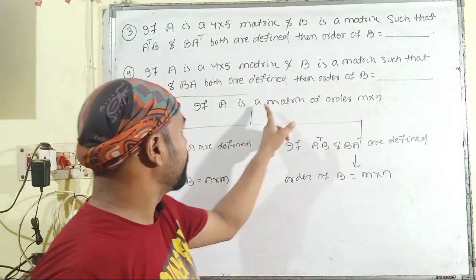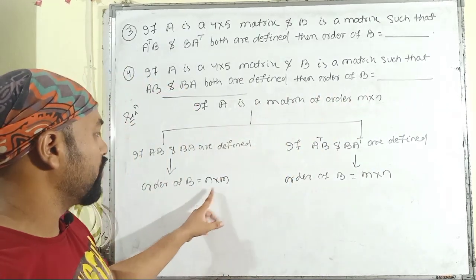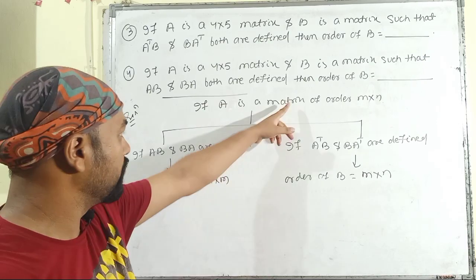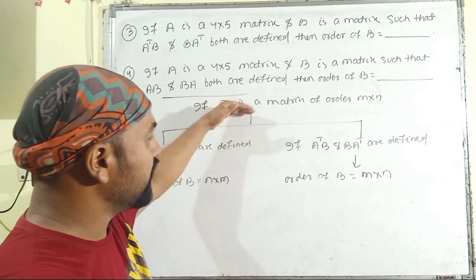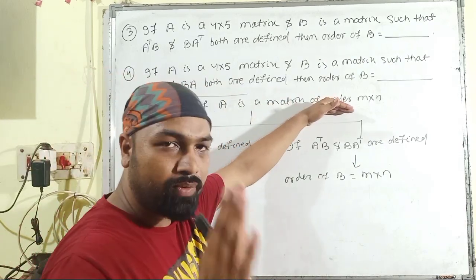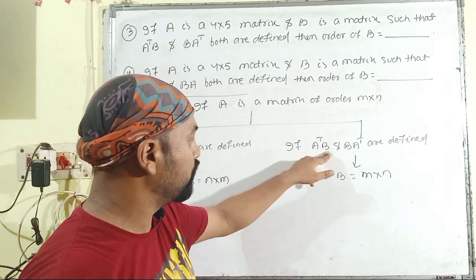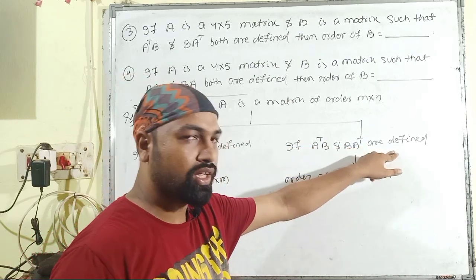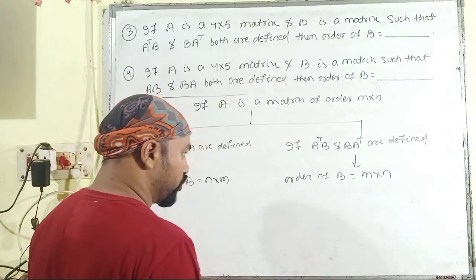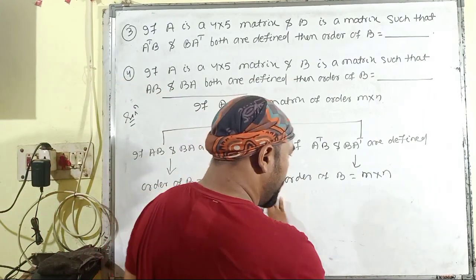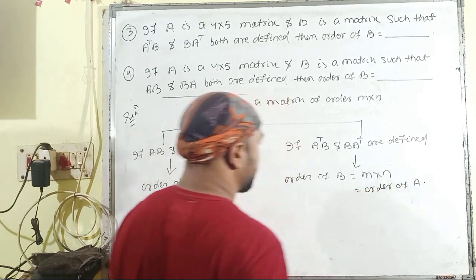That means the order of the matrix A is given to you as M cross N, then the order of the matrix B will be N cross M, just the reverse of the order of the matrix A. Similarly, in the second part, A is a matrix of order M cross N, and if A transpose A, A transpose B and B A transpose are defined, then you have been asked to find the order of the matrix B, and you can write here that it is equal to the order of the matrix A.